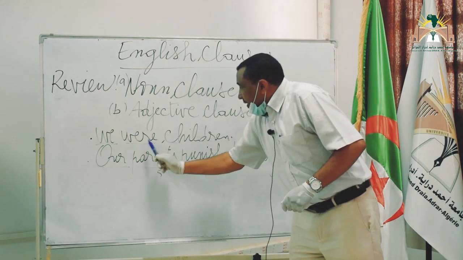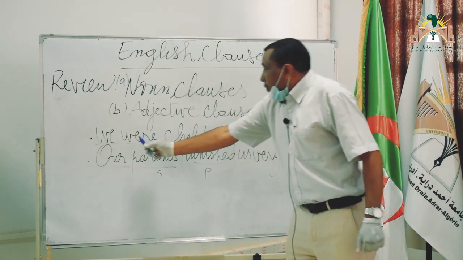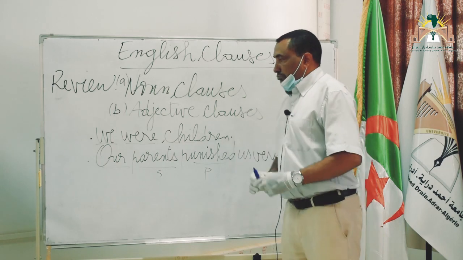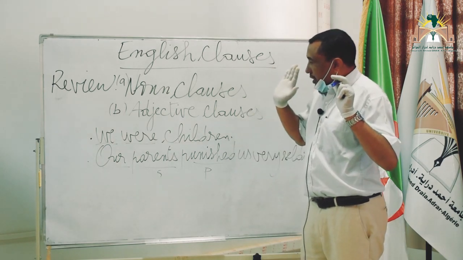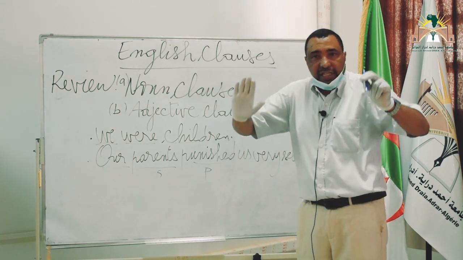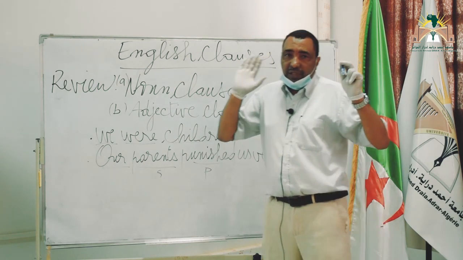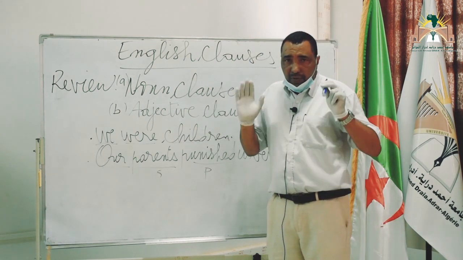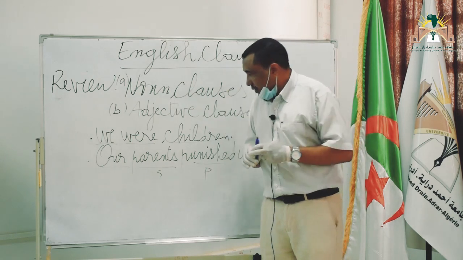Back to our sentences. We were children. Okay. It is a statement, a declarative sentence. We were children. Now we are no longer children.